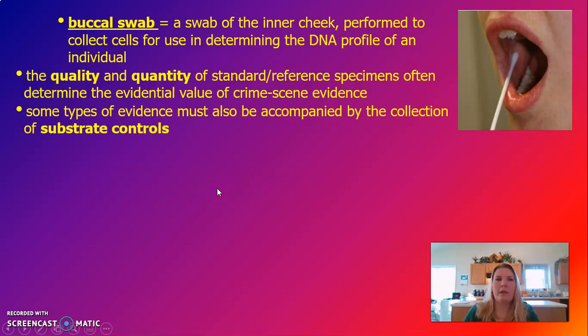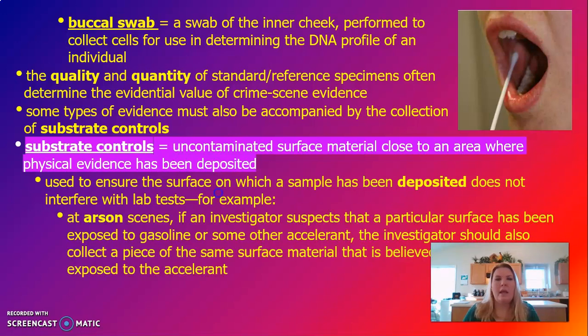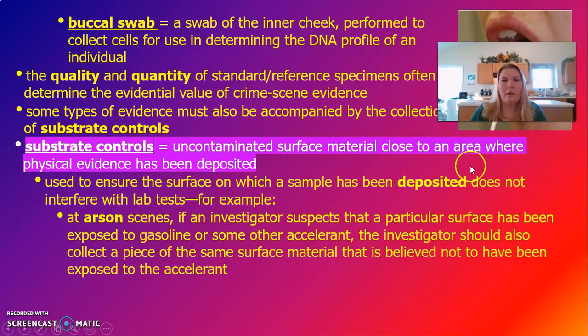And this is where we're looking at the substance that the evidence is sitting on, not the evidence itself, but what it's sitting on, to make sure that that material does not interfere with lab tests when we go to actually test the evidence. So substrate control is uncontaminated, in other words, doesn't have evidence on it, surface material that's close to an area where physical evidence has been deposited. And we use this to make sure that that thing that your evidence is sitting on is not going to interfere.